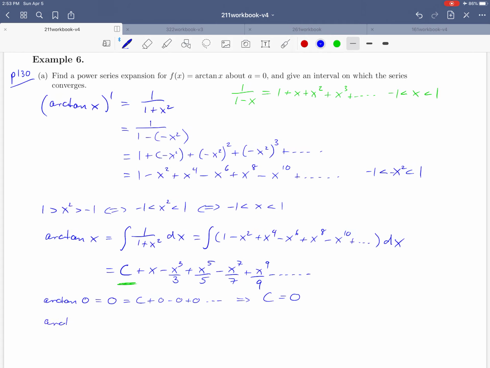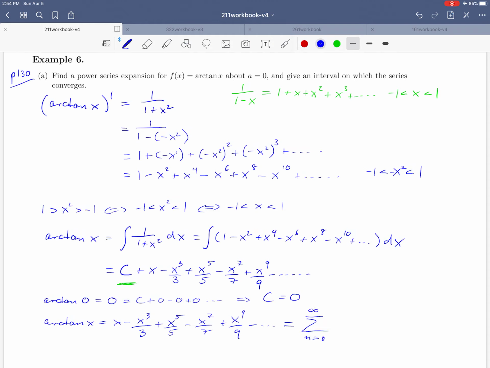And so we get arctangent of x is equal to x minus x cubed over 3 plus x to the 5th over 5 minus x to the 7th over 7 plus x to the 9th over 9. We have the power series expansion. And if you like finding patterns and writing down this series in sigma notation, we can do that.